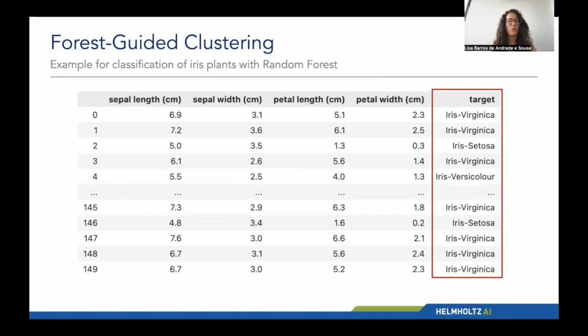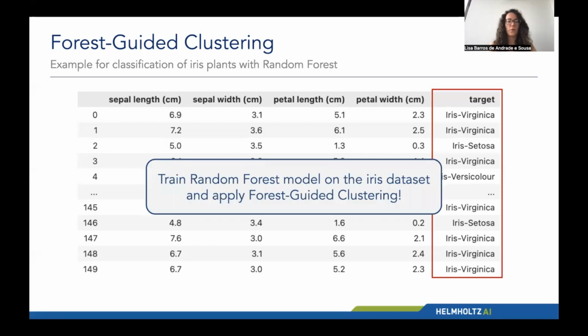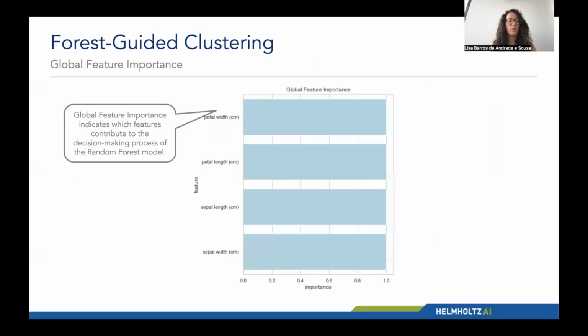I now would like to show you how you can interpret the results of a forest-guided clustering analysis based on the iris plants dataset. This dataset consists of multiple numerical features and a categorical target variable, which are the 3 iris species. A random forest model was trained on the iris dataset, and forest-guided clustering was applied. Forest-guided clustering offers different plots in order to interpret the random forest model. We will start off with the global feature importance plot.